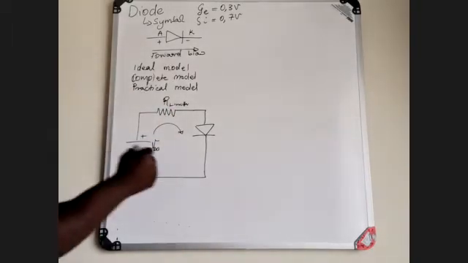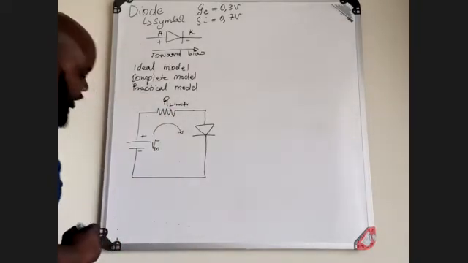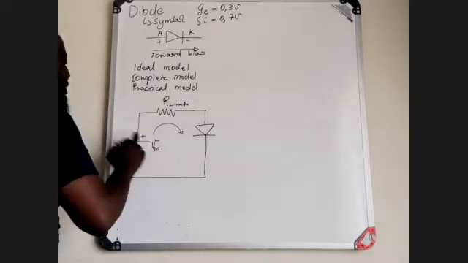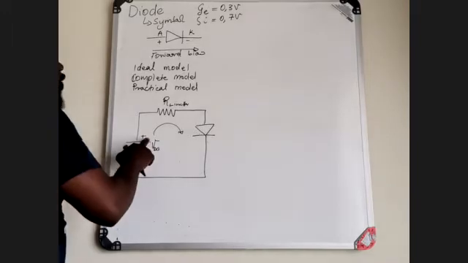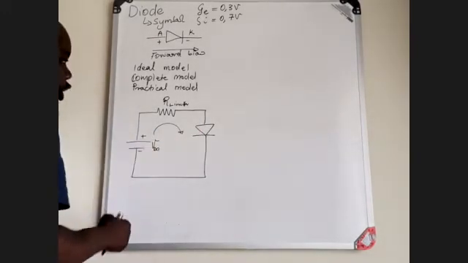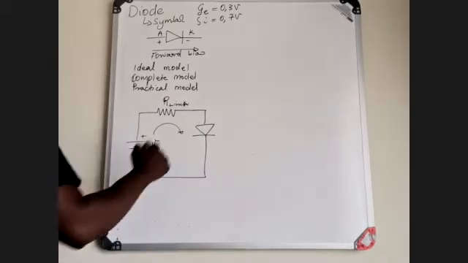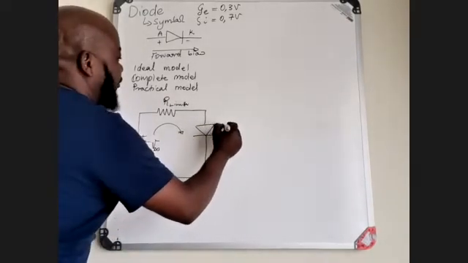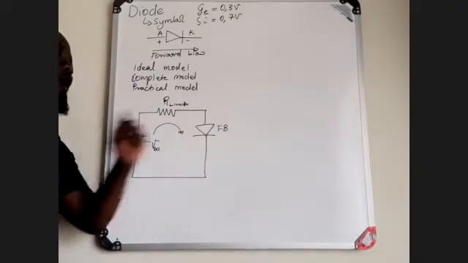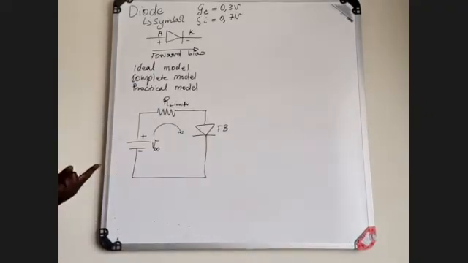Now, if I apply the voltage here, I must apply a voltage that makes sure this component is able to switch on. And when this component is switched on, then it is in forward bias mode. But now, if it is in forward bias mode, then we go and check, is it an ideal model?